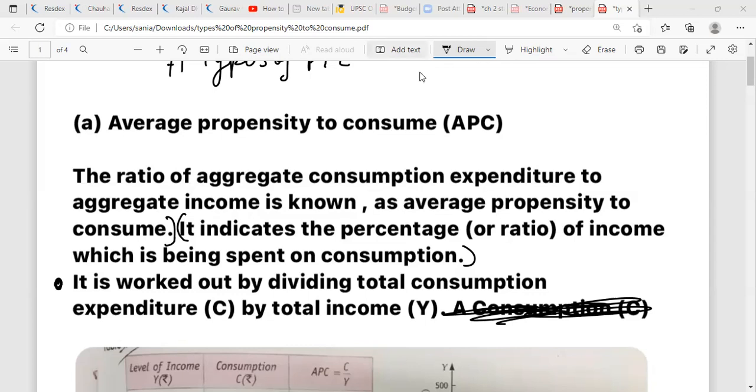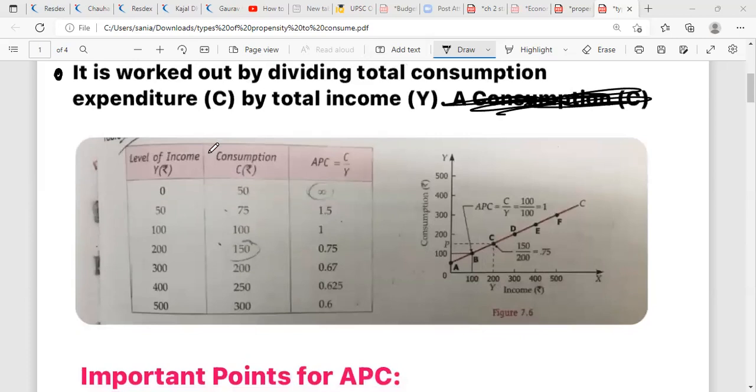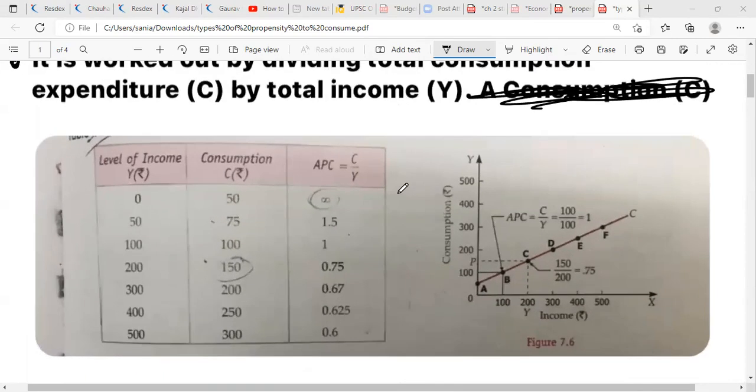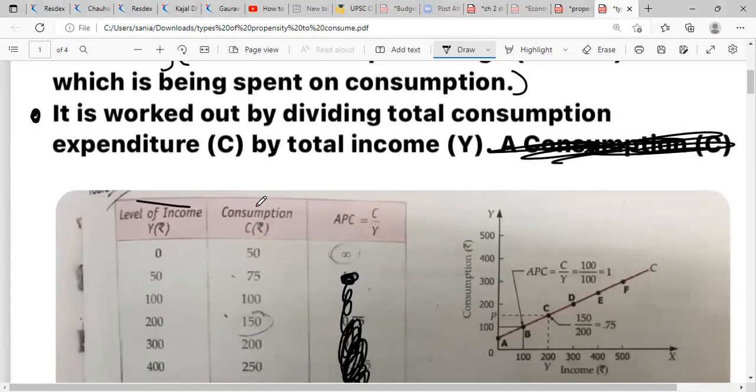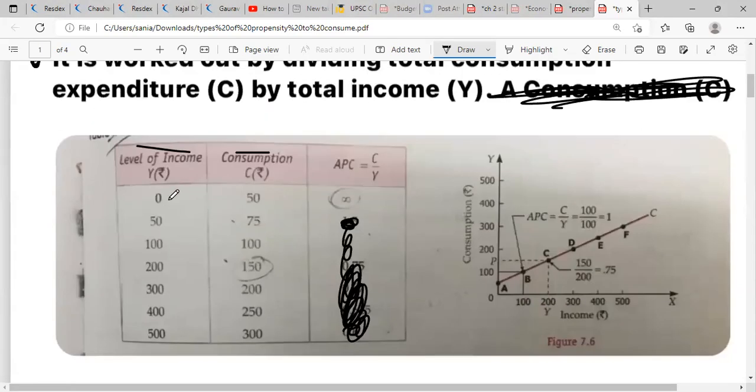Okay. Now you are going to draw the table and the graph. You will find it on your own. So basically, over here in APC, we were talking about two things. One is your income and one is your consumption, right? So you can see your income is 0, 50, 100, 200, 300, 400, and 500. With this, your consumption is also increasing: 50, 75, 100, 150, 200, 250, 300.